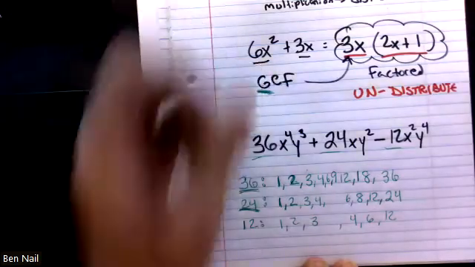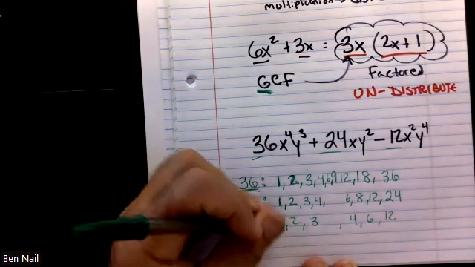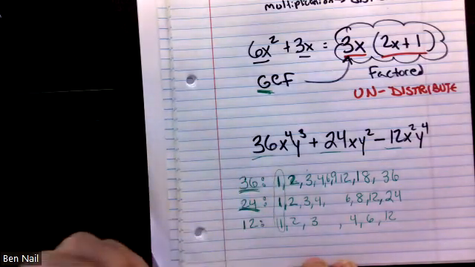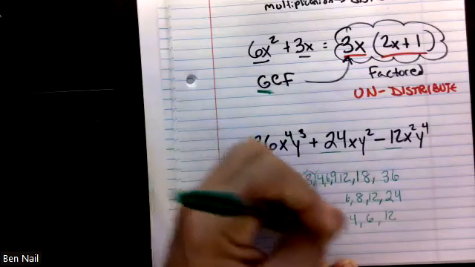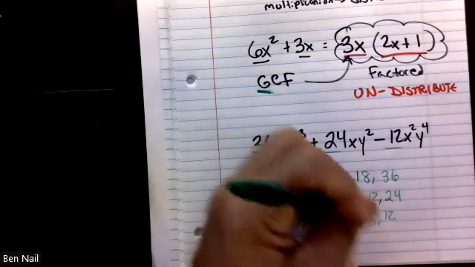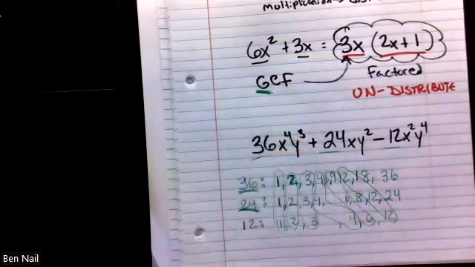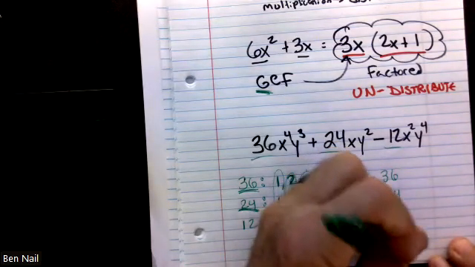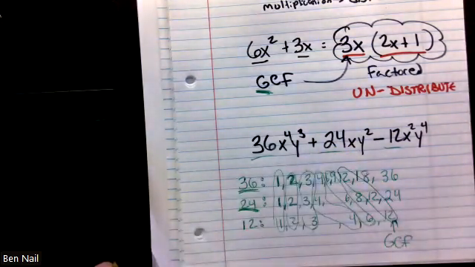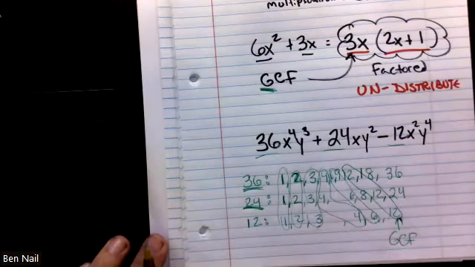Again, the greatest common factor is the biggest one they all have in common. So you can see they all have 1, but that's not the biggest. They also all have 2 or 3 or 4 or 6 or 12. So each of these are common factors, but this one is the greatest common factor. That is the biggest number that I can divide out of these evenly.